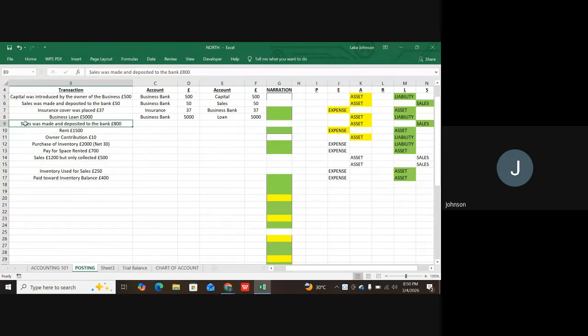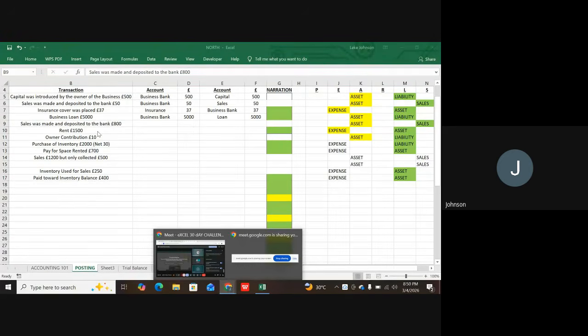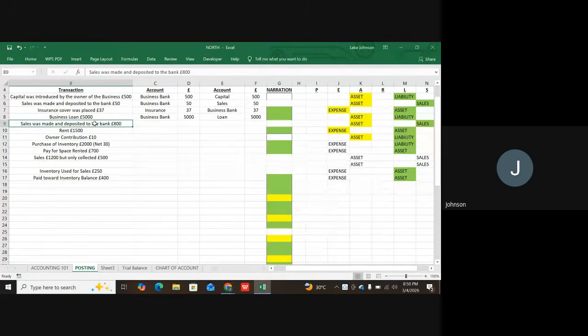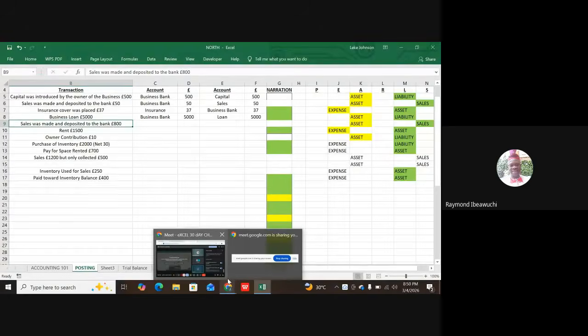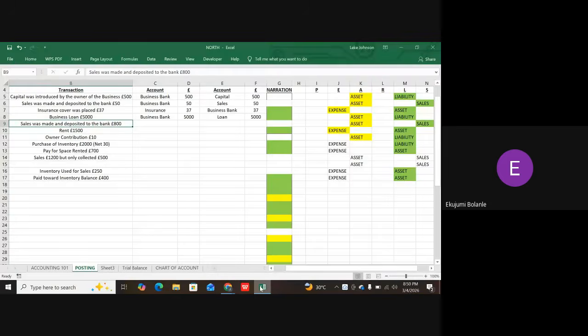Okay, now we say sales was made and deposited to the bank as well. So the value of that amount is actually £800. So what accounts are going to be affected now? Who can tell me? Bank and sales. Okay, so somebody said sales account and the bank account. Sales will be credited, bank will be debited. So business bank is going to be debited by 800, and then sales account is going to be credited by 800.